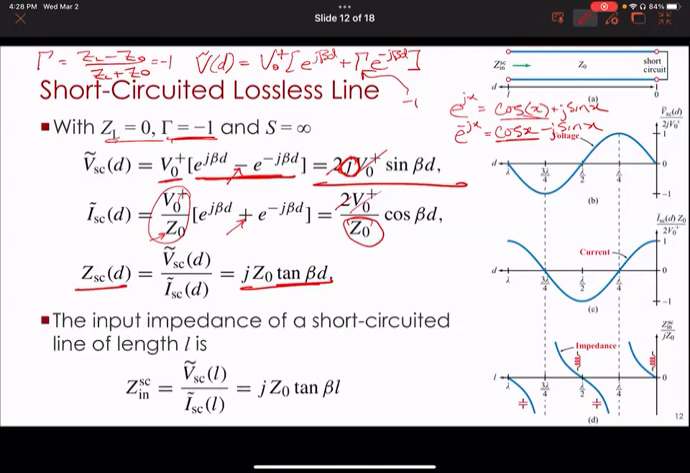We can say, well, we've got this, but tan can be positive or it can be negative, depending on the value of beta D. The only difference between this one here and that one there is if you had a length of line L. So you can forget even about that small distinction. It's really just your distance from the load.